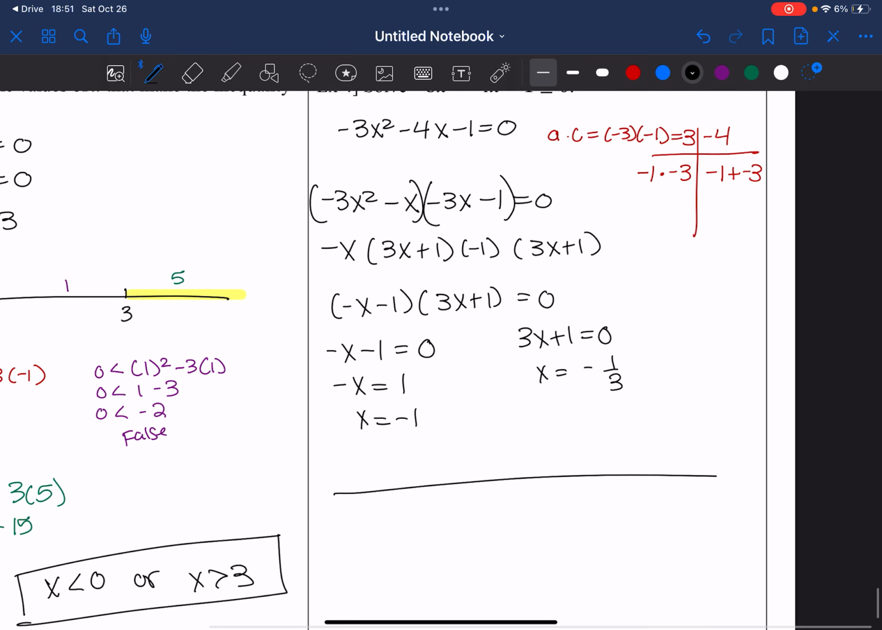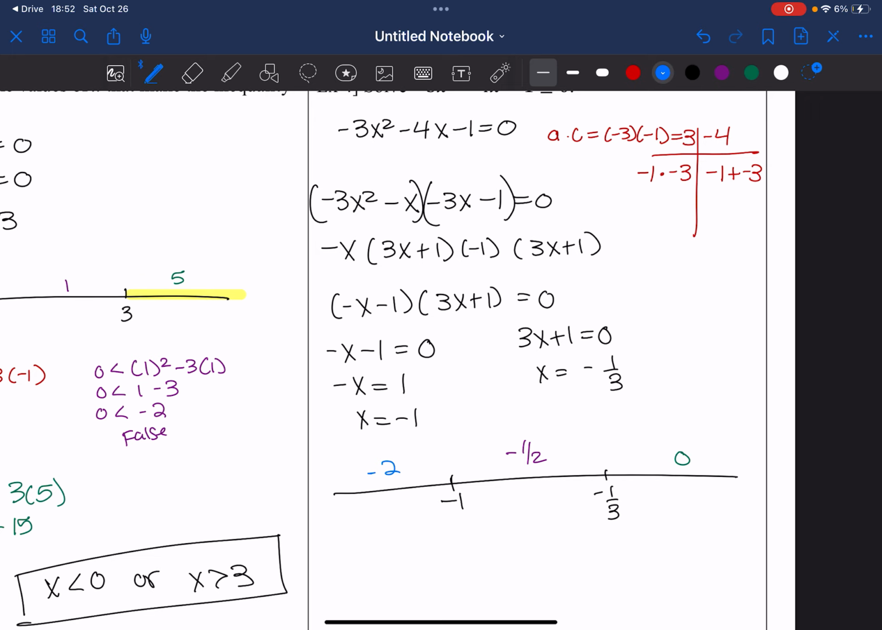Okay, then put this on a number line. So I have -1 and -1/3, and I have to choose test numbers between each one. So a number smaller than -1 would be -2. A number between -1 and -1/3 would be, so this is like -0.33. So let's do -0.5. So let's do -1/2. And then a number larger than -1/3 would be 0.